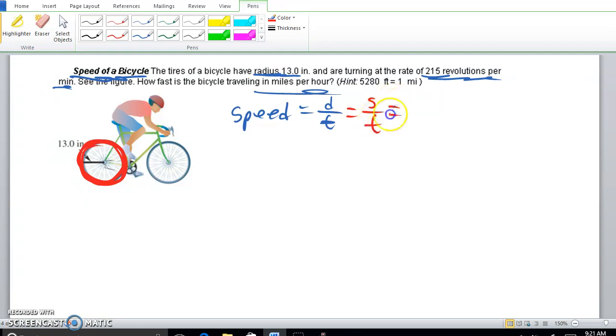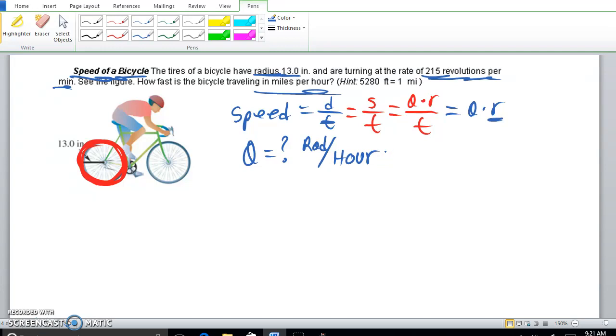So we're dealing with something very similar to the problem up above. So that's going to be theta times the radius over time, or vice versa. And so we already know, if we can get our conversions right, that time is going to be 1. So really, it's just going to be theta times radius. And we already know what radius is. So really, the only thing that we're missing here is theta. And we need it in radians per hour.